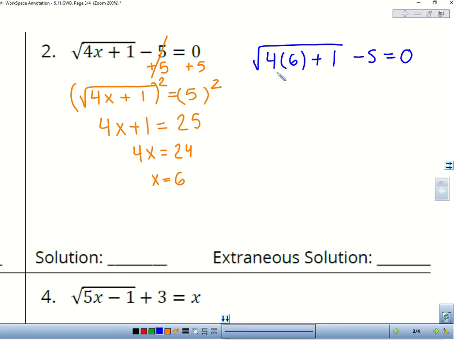Four times 6 is 24. 24 plus 1, 25. Square root of 25, 5. 5 minus 5 is 0. So is it a real solution? Yes, because it produces 0 equals 0. Exactly, it produces a true statement. And there are no extraneous solutions here. Any questions thus far?